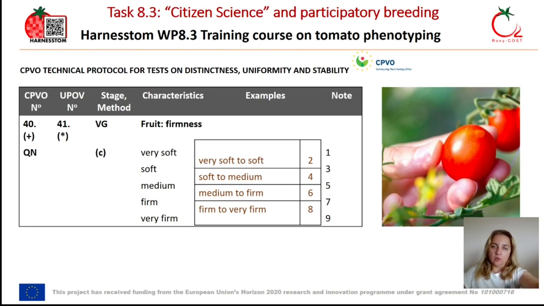The CPVO technical protocol tells that this trait is important for the variety description. It is a quantitative characteristic. The recommended method of observation is visual assessment by a single observation of a group of plants. Here we have 9 states of expression given in an abbreviated scale 1, 3, 5, 7, and 9. But all 9 states of expression should be used to describe the variety. So, between very soft and soft state, we have very soft to soft, soft to medium, medium to firm, and firm to very firm.